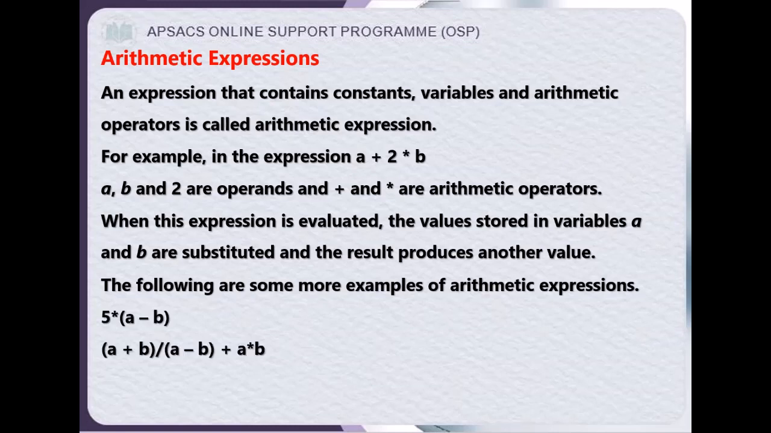5 multiplied by bracket a minus b, bracket a plus b divided by bracket a minus b plus a asterisk b for multiplication. 3 multiplied by a plus a minus b plus b plus c divided by 2.